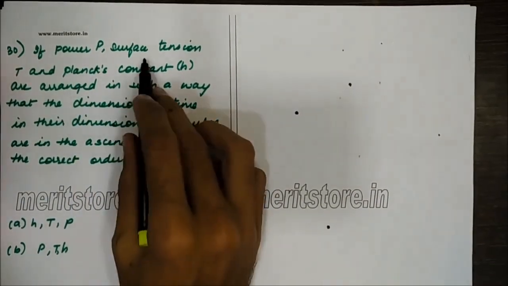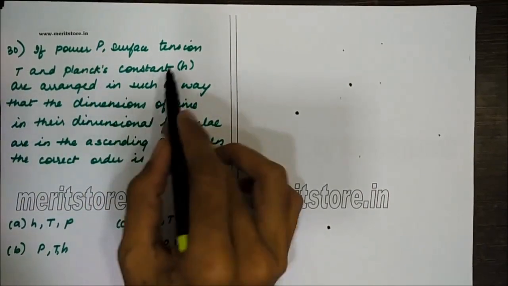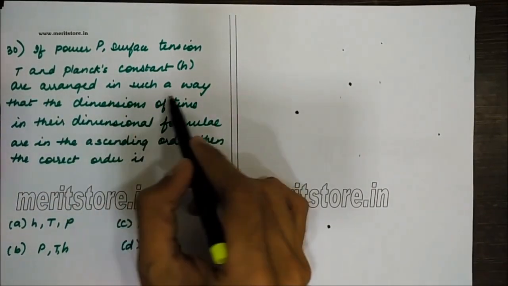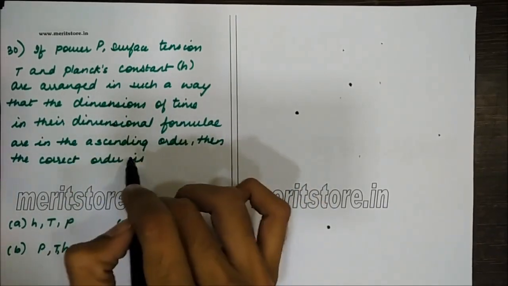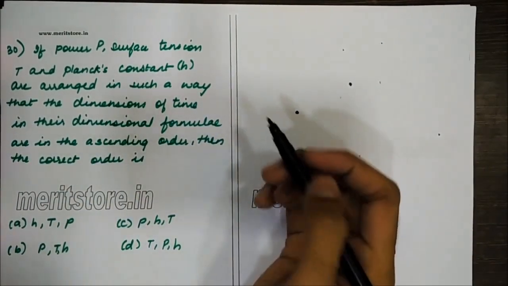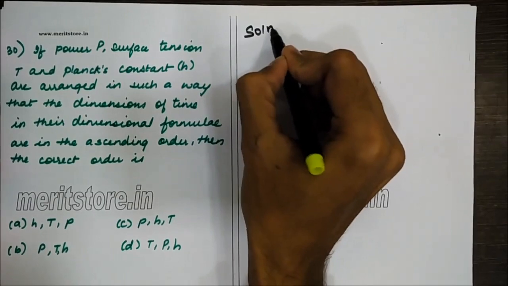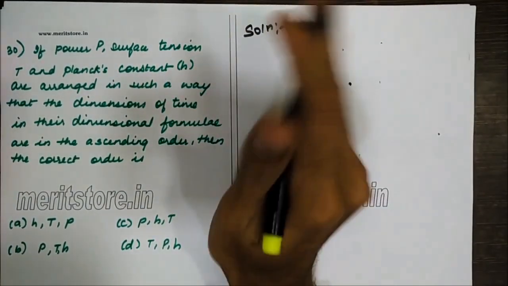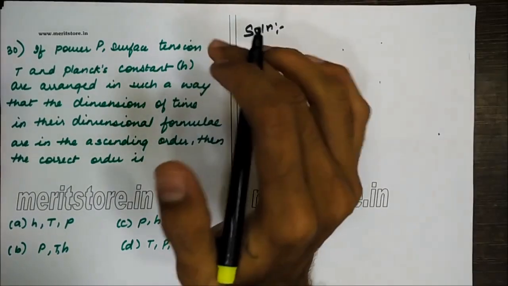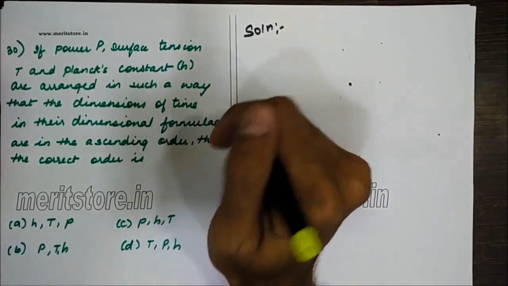Okay, if the power P, the surface tension T, and the Planck's constant h are arranged in such a way that the dimension of the time in the dimensional formula are in the ascending order, then the correct order is? Okay, so we need to find the dimensions for each of these three and then arrange the dimensions of the time in the ascending order.